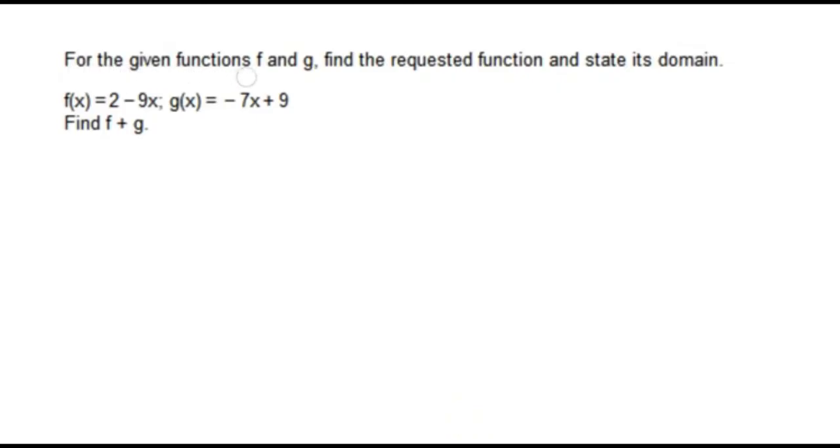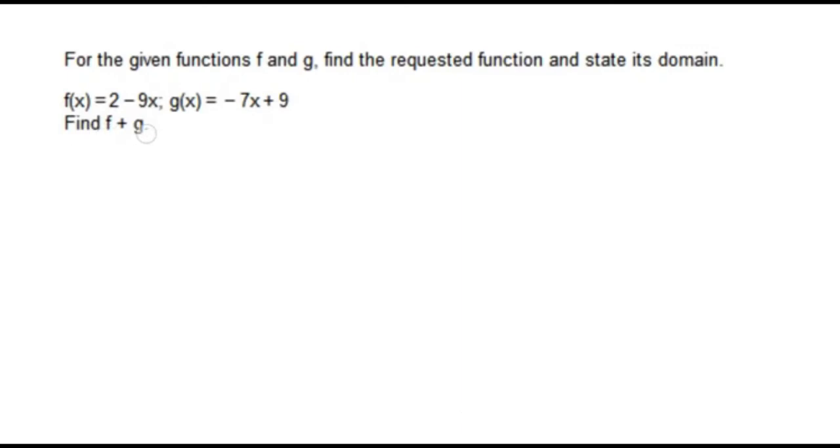For the given functions f and g, find the requested function and state its domain. We're given f of x equals 2 minus 9x and g of x equals negative 7x plus 9.